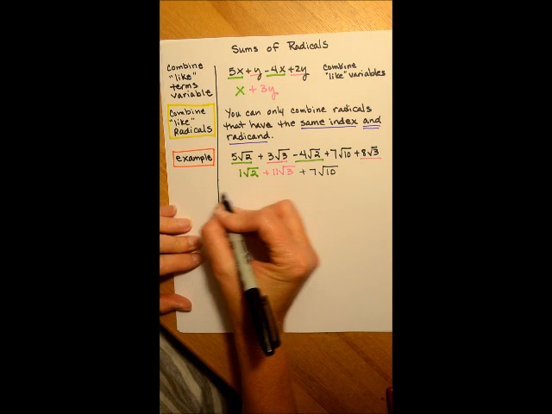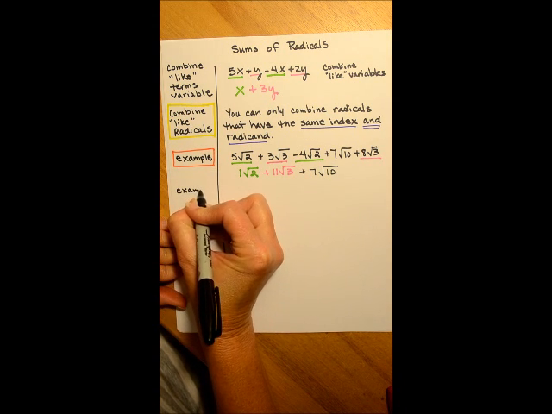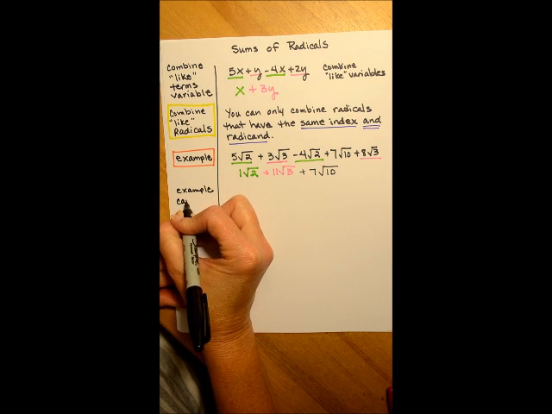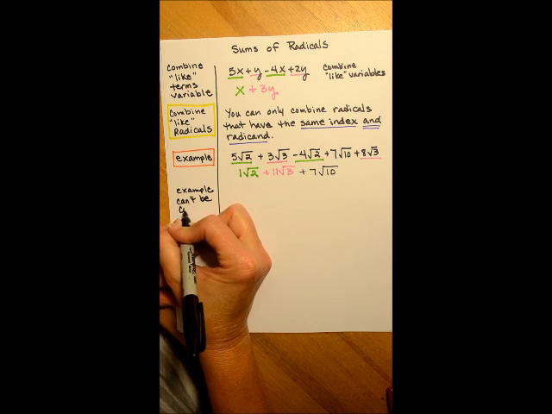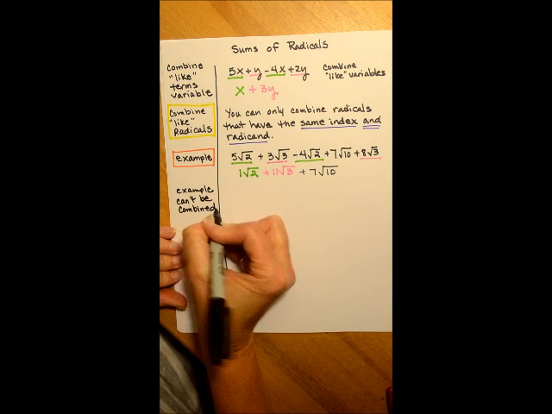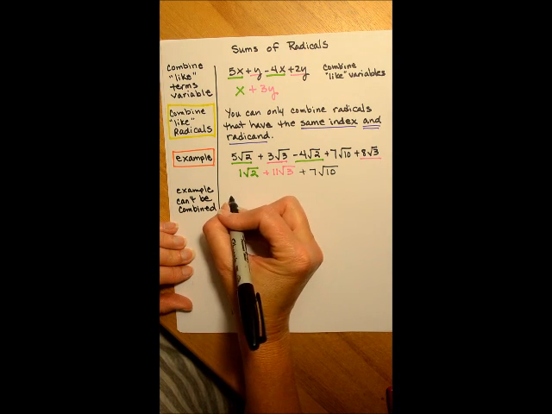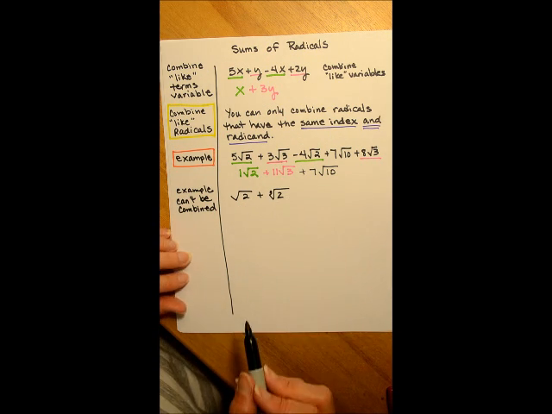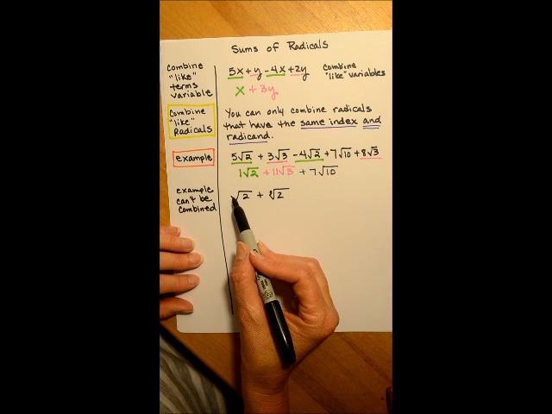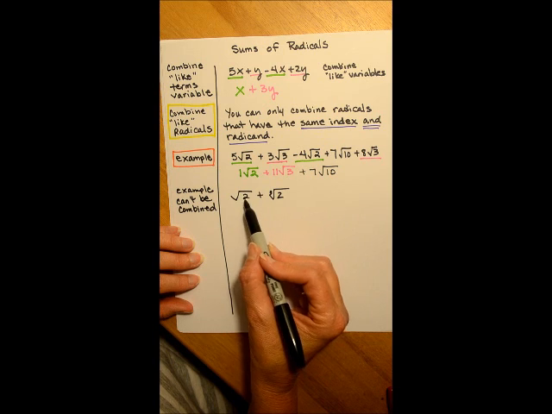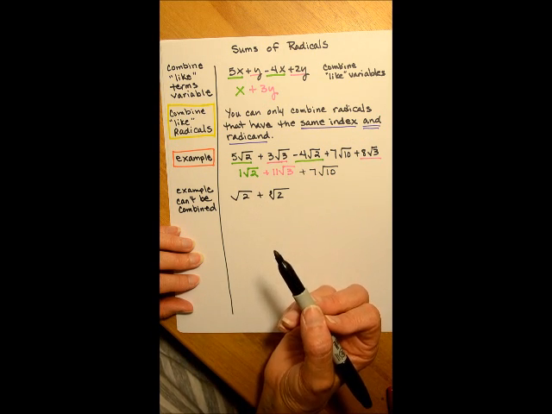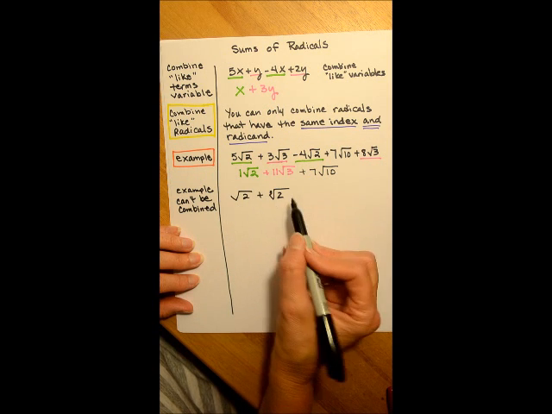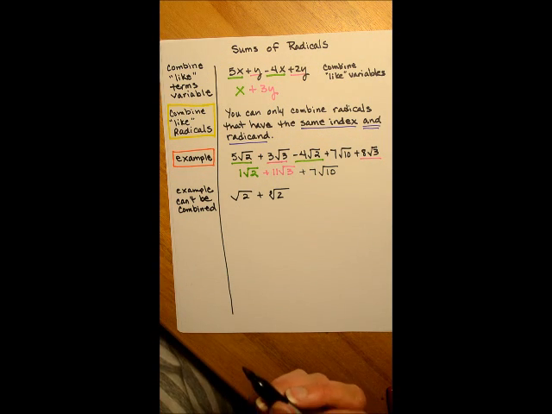Now, I'm going to show you one that can't be combined. Let's see. Square root 2 plus cube root 2. That's a cube. It's kind of hard to see. Square root 2, there's a 2 there. The radicand is the same, but the index numbers aren't. So because those index numbers aren't the same, I can't add them together. So those can't be combined.